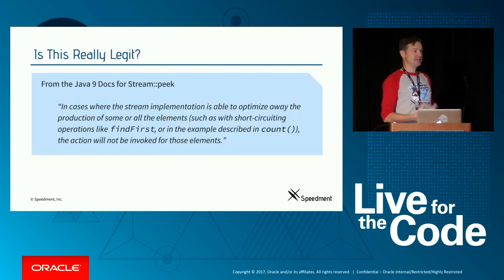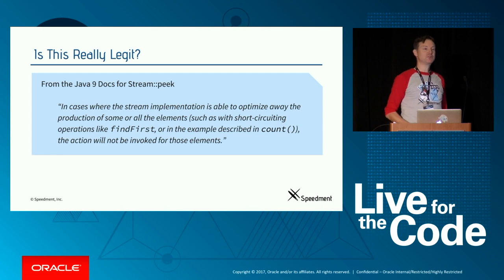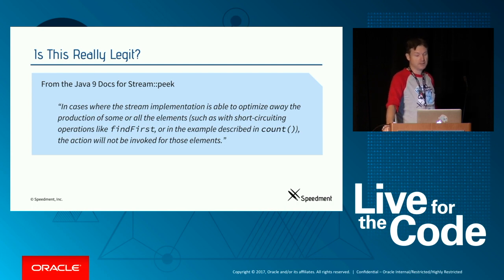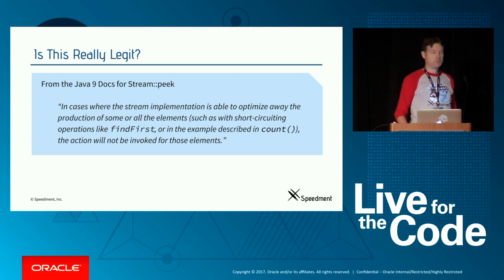Is this really legit? Can we do this? Can we manipulate streams like this? The answer is yes. This is something that was predicted by the designers of the stream interface from the beginning. If we look at the Javadocs, for example, for peek, which just looks at the elements in a stream, it says, in case where a stream implementation is able to optimize away the production of some or all elements, such as first, find first, or count, the action will not be invoked for those elements. So this is really anticipated.